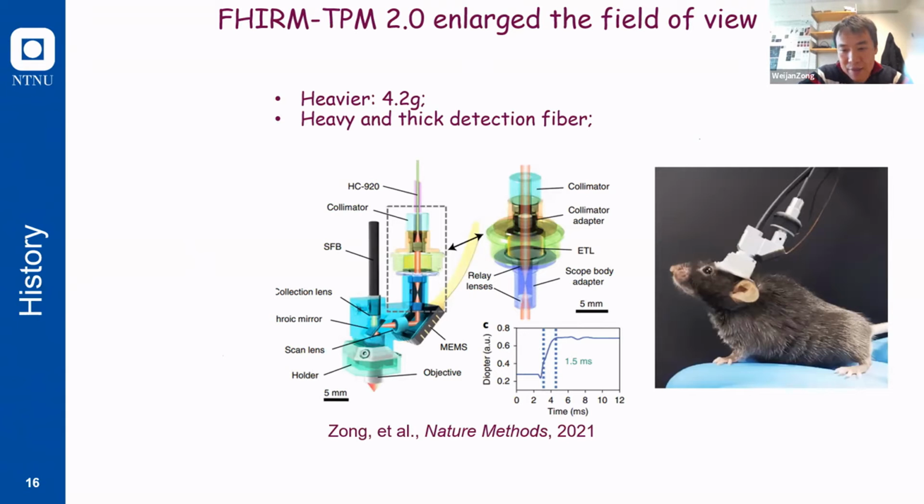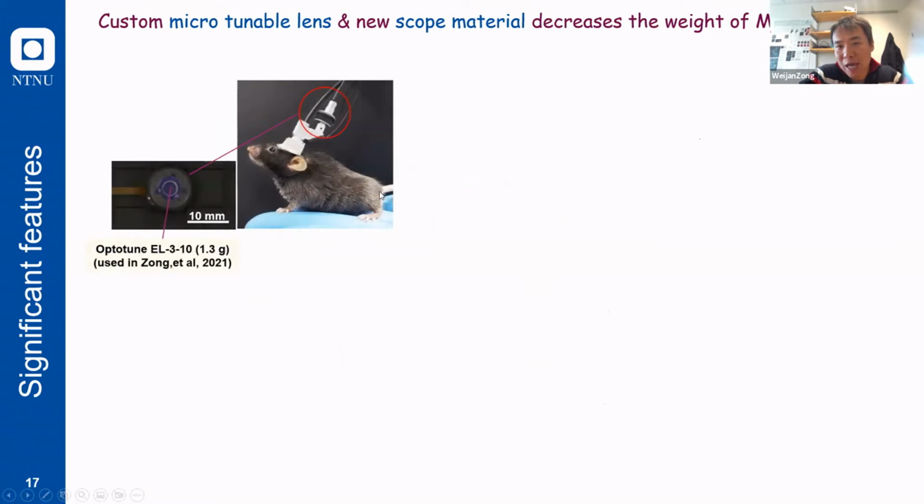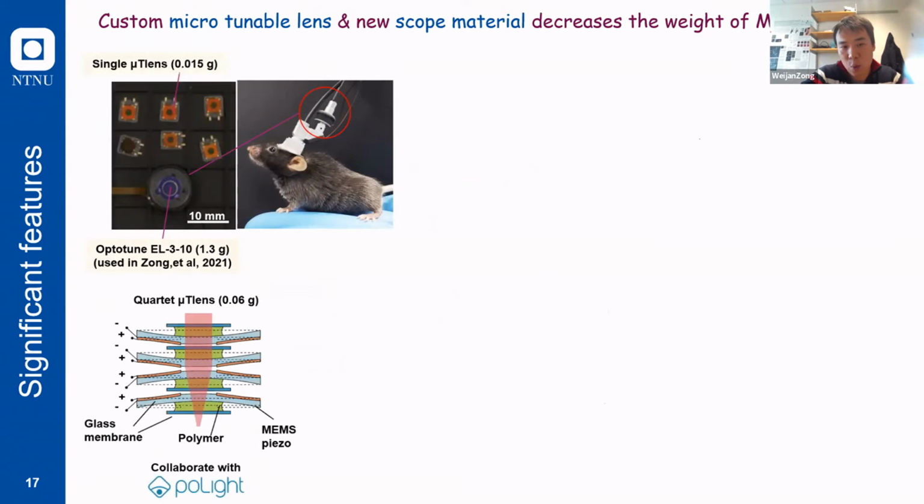Then we know that if we can decrease the weight of the scope to 3 grams, and decrease the diameter of the cable to 0.7 millimeter, we should ensure the most natural behavior of animals, at least in these open field tasks. Then we went back to the second version and found that the main additional weight of this miniscope came from the scanning module. So in order to decrease the weight of the microscope, we needed to change this electric tunable lens to a smaller device.